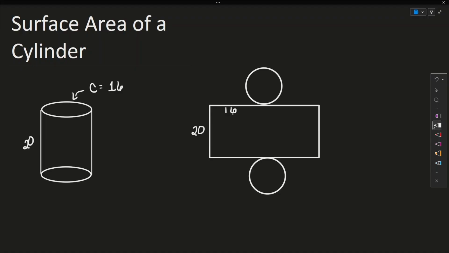Now, let's try to find the total surface area. Let's start with the rectangle. 16 times 20 gives us 320. So that gives us the area of that center rectangle.